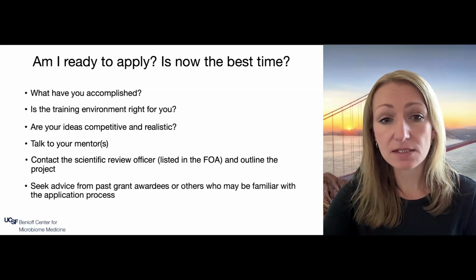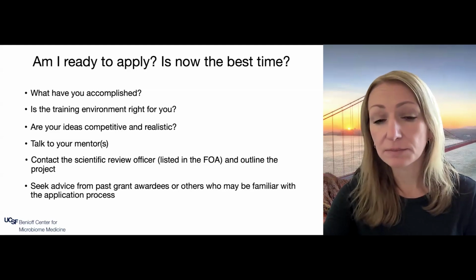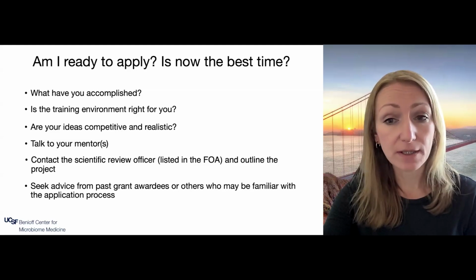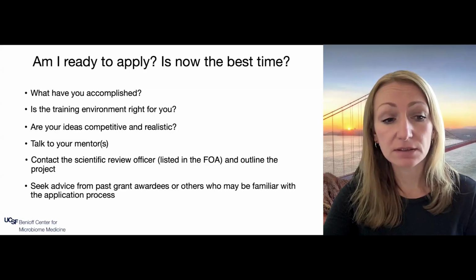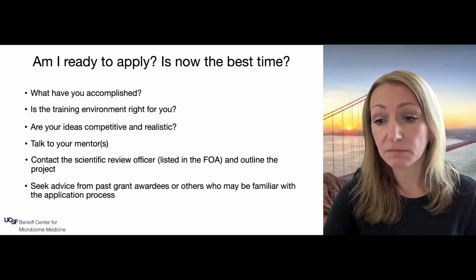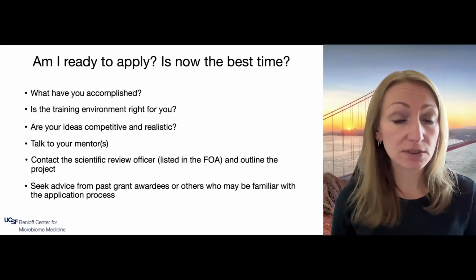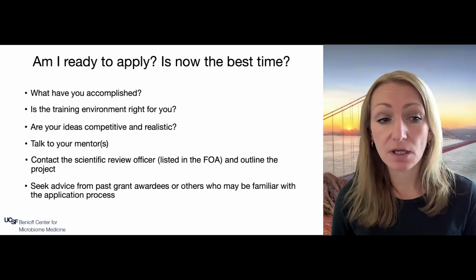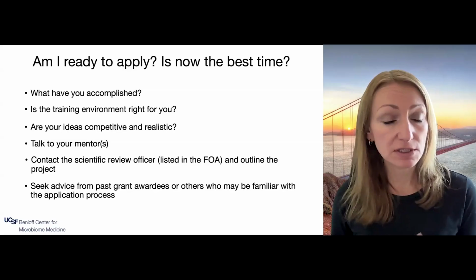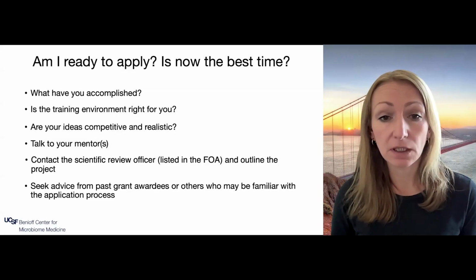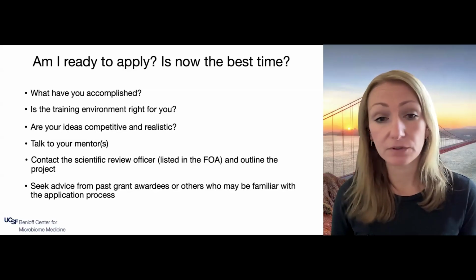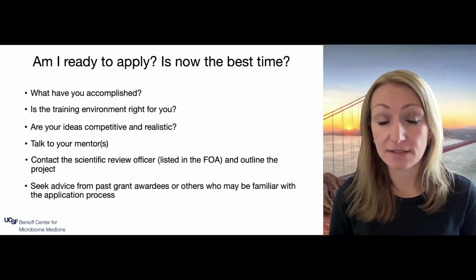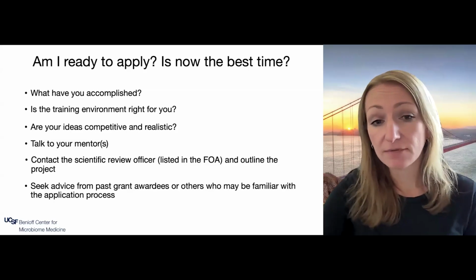And you can also ask past grant awardees and other people within your department, institution, or elsewhere who may be familiar with the application process. Maybe they were already awarded these grants and can give you practical tips of how to strategically plan that in your career and also given your life events. Because after all, postdoc is a very busy time in life.